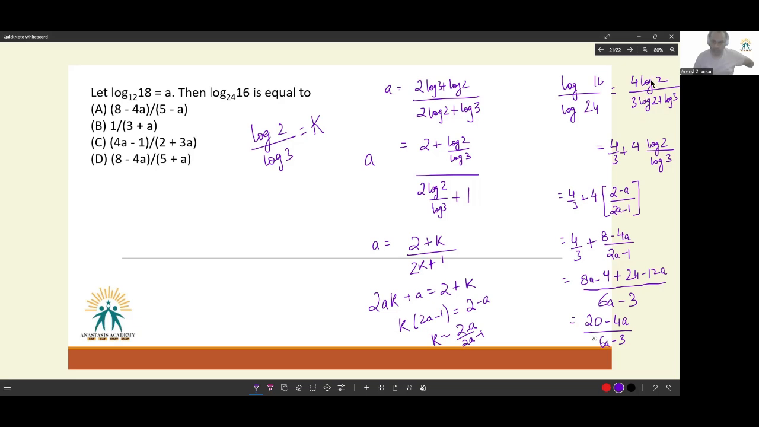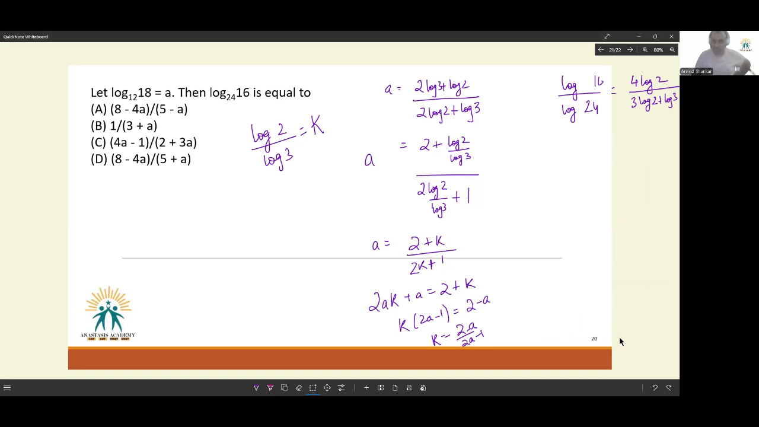No, I can't break it this way. This breakage itself is problematic. This breakage I cannot do. When it is a numerator, I can break it down into two parts. The denominator cannot be broken down into two parts. But again, I've taken log 2 by log 3. I can write it as 4k by (3k plus 1). Now I have a value of k identified.